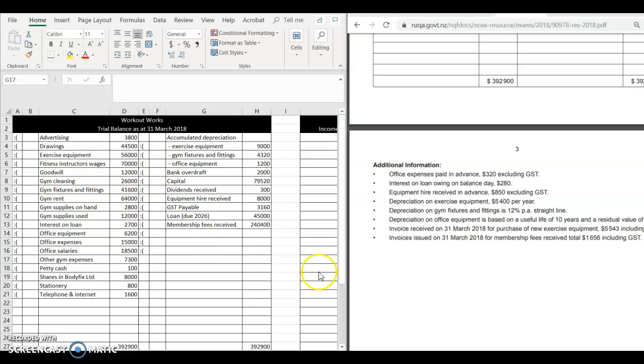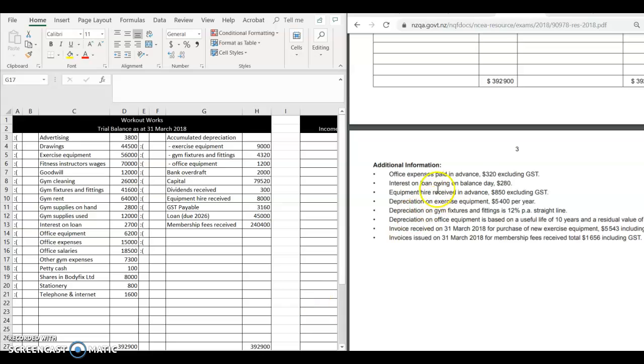So what we're going to do is start with the additional information. This is part of the resource that you get in a separate resource book. We're going to do one at a time. If we're doing this on paper, we would tick off each one of these as we complete it. On Excel, it's nice. You can see down here they balance. You won't get that opportunity in the end of year exam, unfortunately.